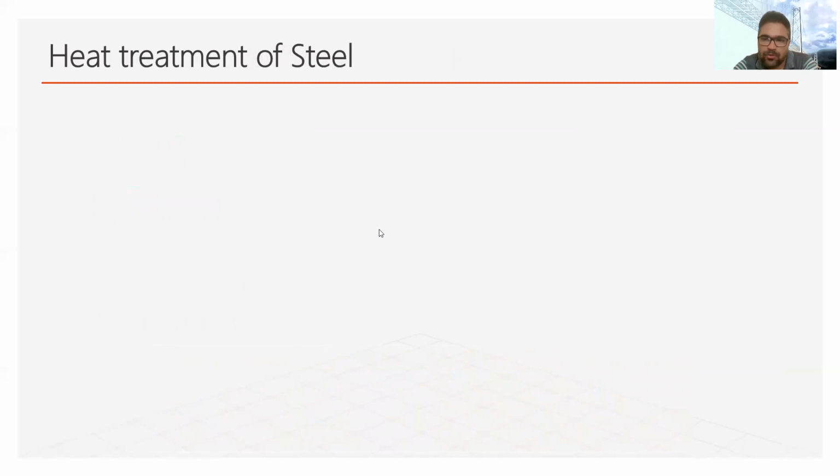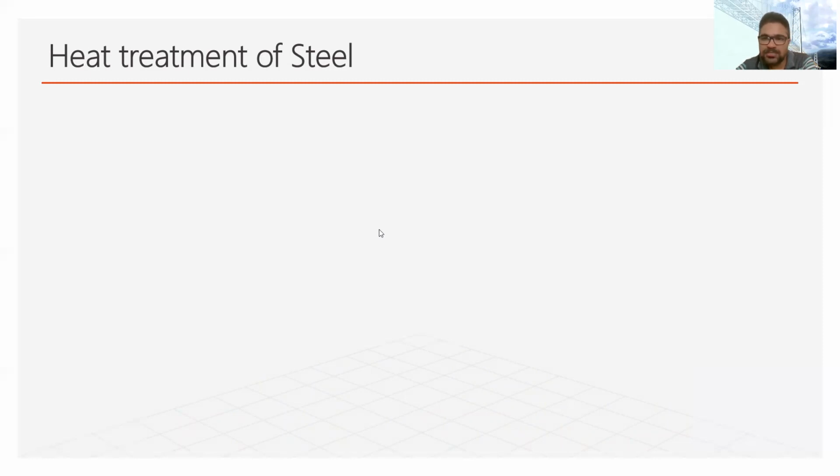Now coming to the heat treatment of steel. This heat treatment is basically responsible for the changes in the microstructure of steel, as it is basically a function of cooling. The way you cool the steel, the structure of steel will change. So there are some terms related to the heat treatment of steel which are used for the production of the steel.